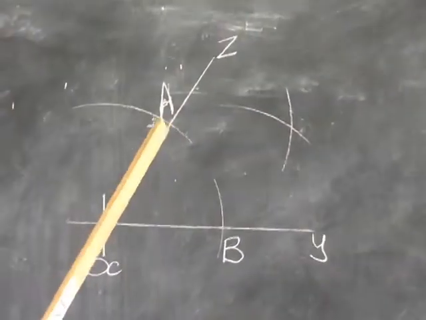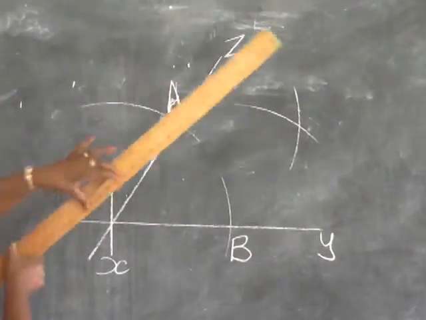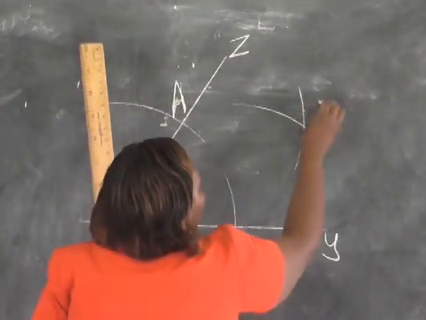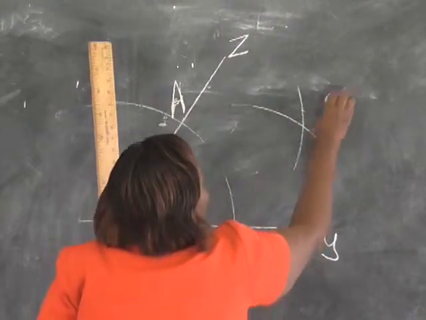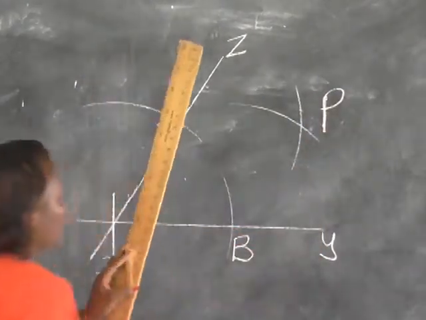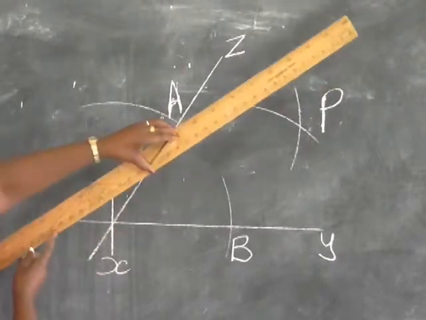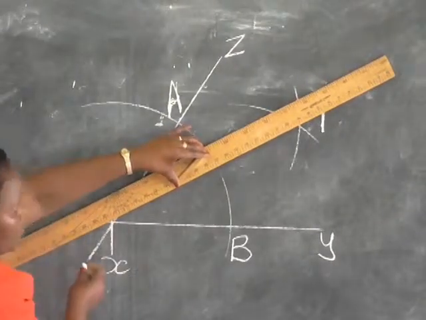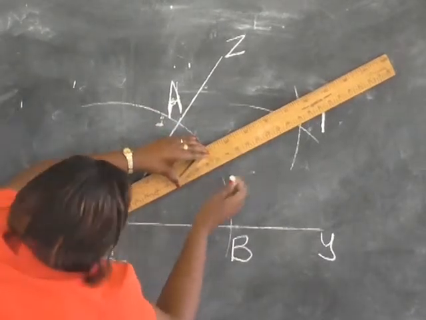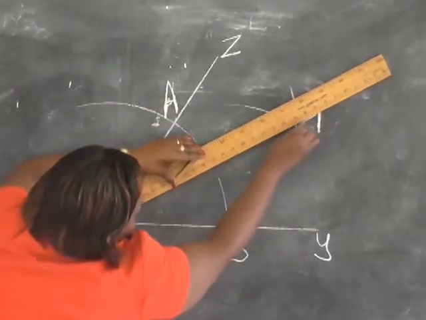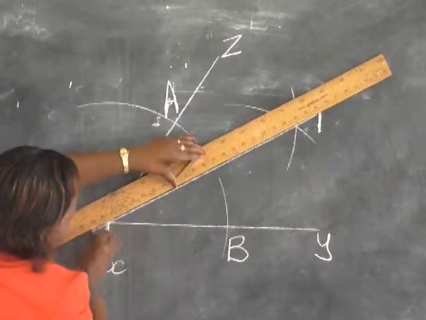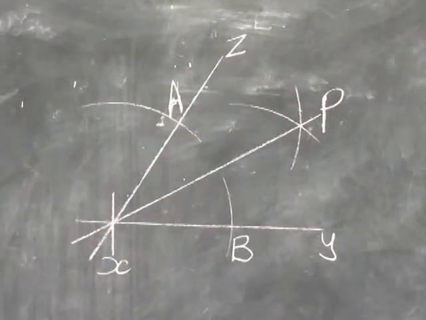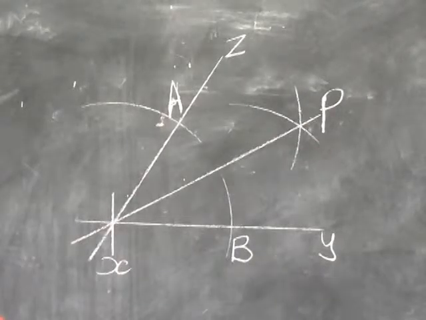Take your 15 centimeter ruler. Place it there. And let us name our arc as P, as we had done in the previous one. Place your ruler there and draw. Make sure that your line is straight and your pencil is well sharpened. And draw a straight line there. Good. I can see that most of you have drawn.